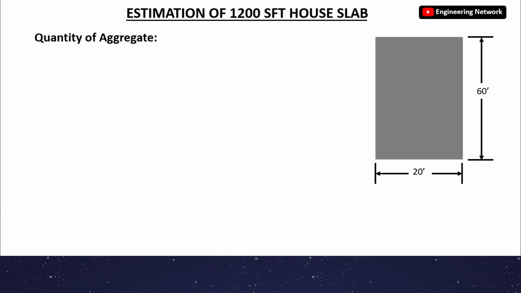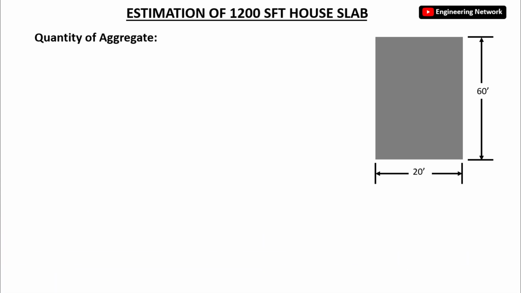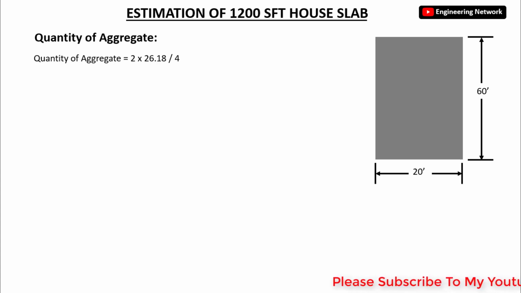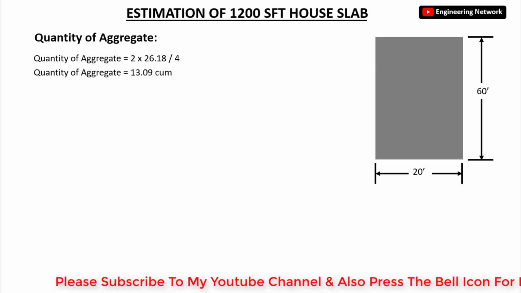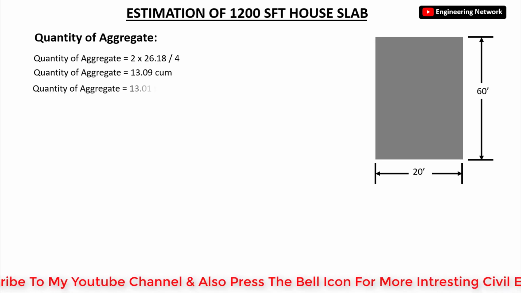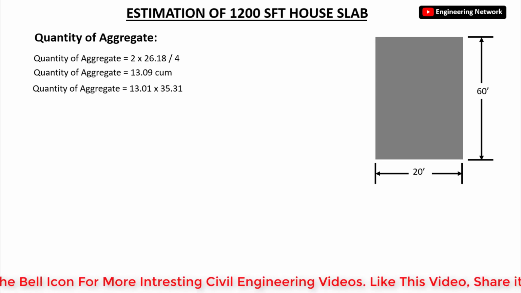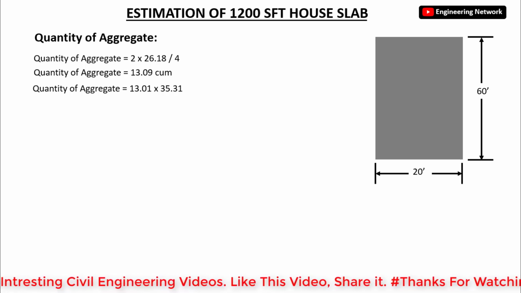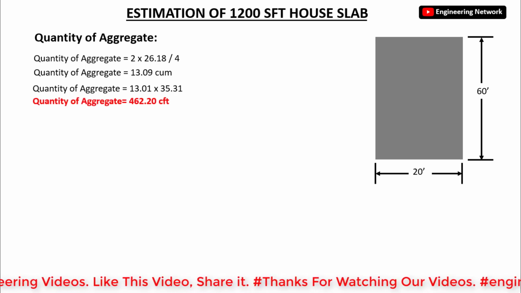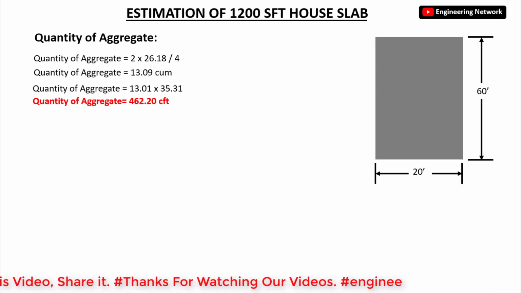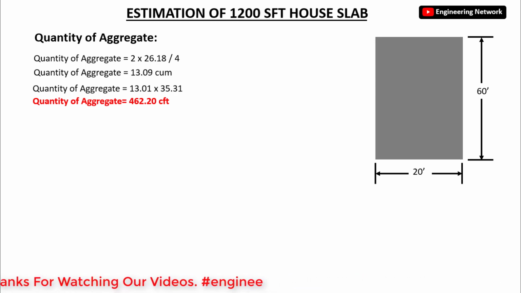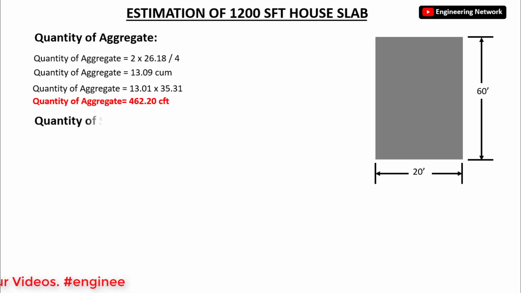In M25 grade concrete, the ratio of aggregate is 2. So quantity of aggregate is equal to 2 into 26.18 divided by 4, and it will become 13.09 cubic meter. And here I will multiply it with 35.31 in order to convert the quantity of aggregate into cubic feet. Okay? So after calculation, the quantity of aggregate will become 462.20 cubic feet. Right? Next is the quantity of steel.